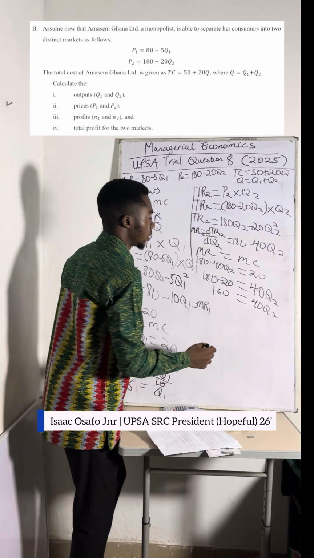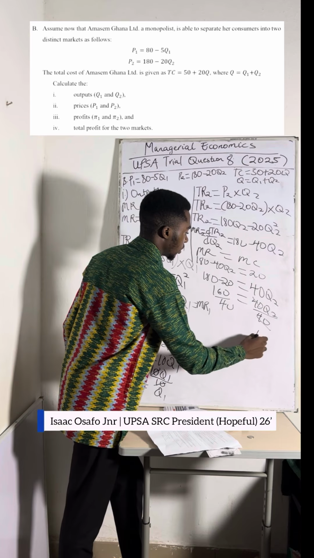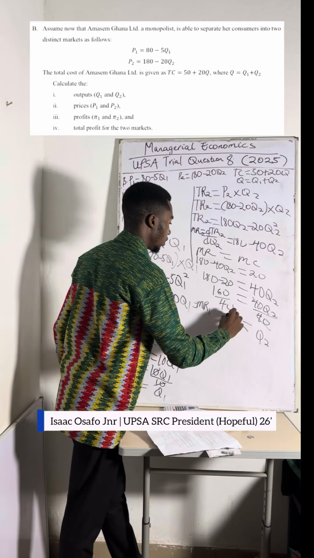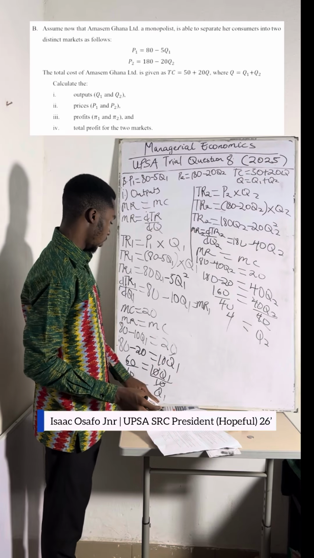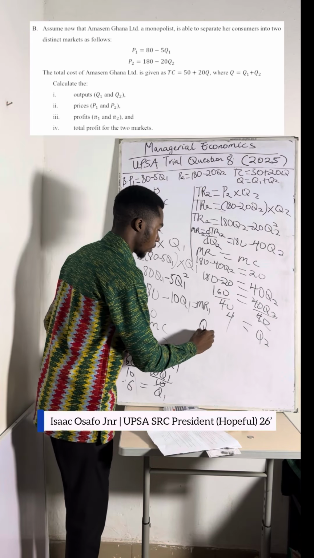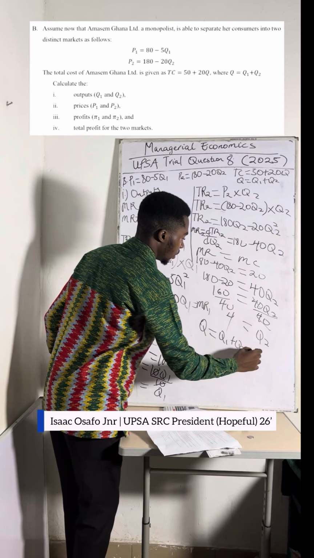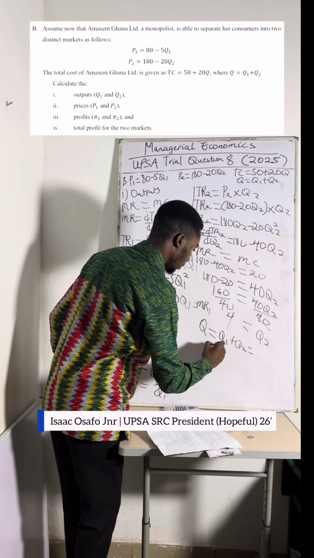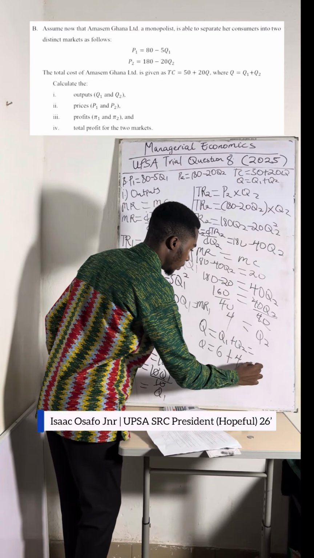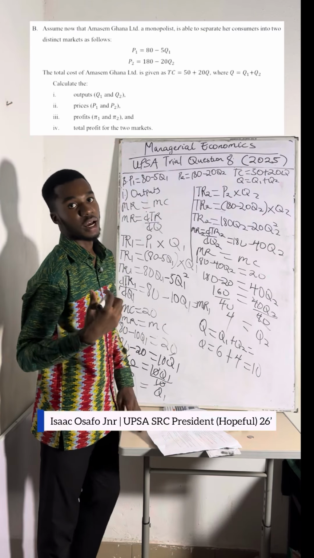We want to make Q2 the subject. So we divide here by 40, divide here by 40. This will cancel this. Q2 will be equal to 160 over 40, and that should give us 4. So now Q1 is 6, Q2 is 4. So our Q, which is equal to Q1 plus Q2, is equal to Q1, which is 6, plus Q2, which is 4. So this would be 10. So our total output will be 10, Q1 6 and Q2 4. I hope you get it.